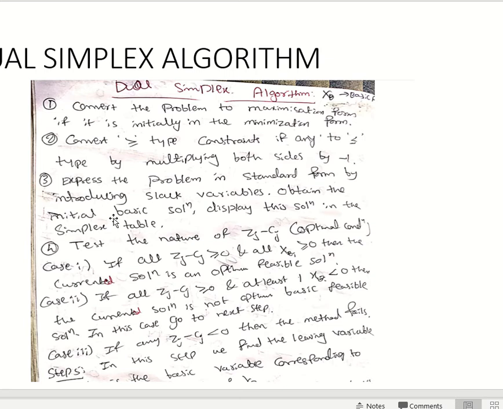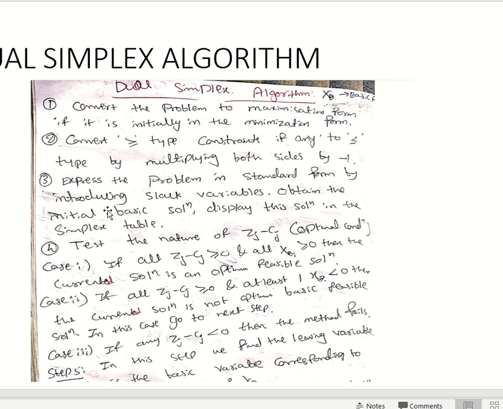Okay? Now, the first step is to convert the problem to maximization form if it is initially in minimization form. Suppose the problem is given under minimization, we need to convert it into maximization. Now convert any greater than or equal to type constraint into less than or equal to type by multiplying both sides by -1, because for maximization we need less than or equal to inequality.